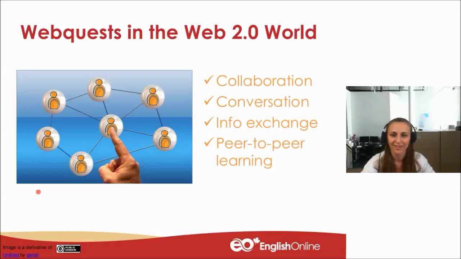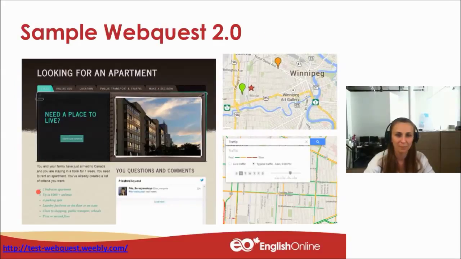While working on this presentation, I decided to try what it feels like to create a Webquest, and I created a sample Webquest for you to see how it might look nowadays, not 19 years ago. So I chose the topic looking for an apartment, and you can give your learners a scenario as an introduction if they already have an apartment in Canada, or they can use their own criteria if they're still looking for a place to live or if they're considering moving.